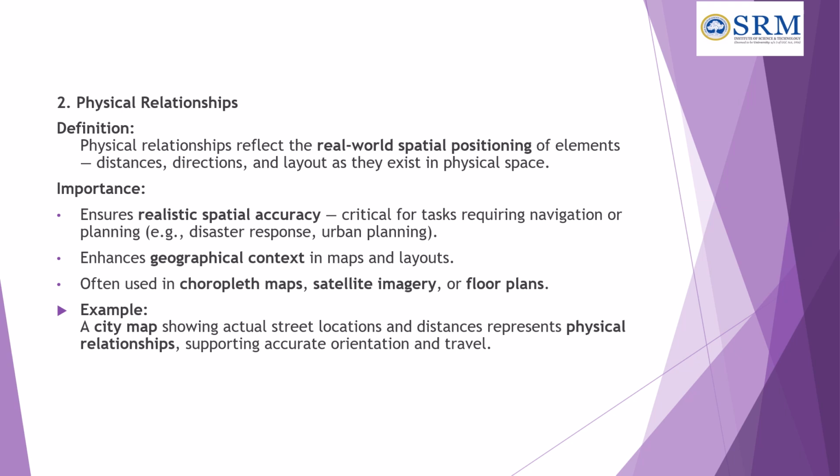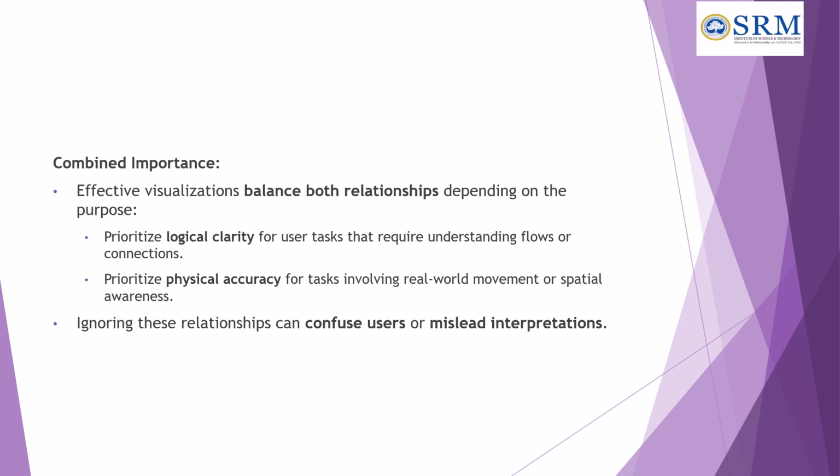For example, a city map that shows real street locations and distances helps people understand how far places are from each other and how to get around. Maps like satellite images, floor plans, and choropleth maps, which use colors to show data across areas, all use physical relationships to give a true to life picture of space. This helps people make informed decisions based on real geography.